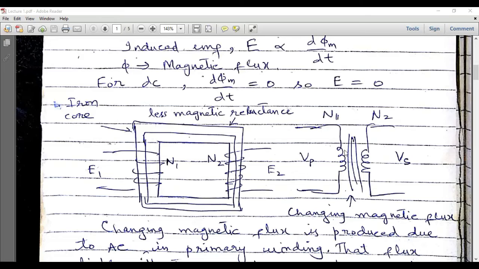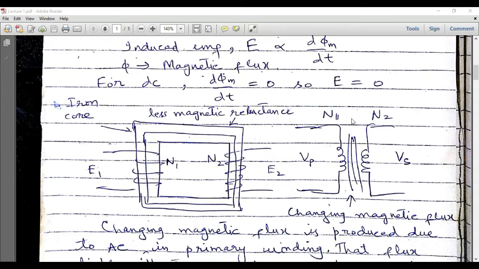and in this case there is actually air between the primary and secondary winding, and air is used to carry the magnetic flux. So we know that the permeability of air is very small. So due to this reason, the magnetic reluctance offered by the air will be very high. So in that case, most of the flux will be leaked into the air.